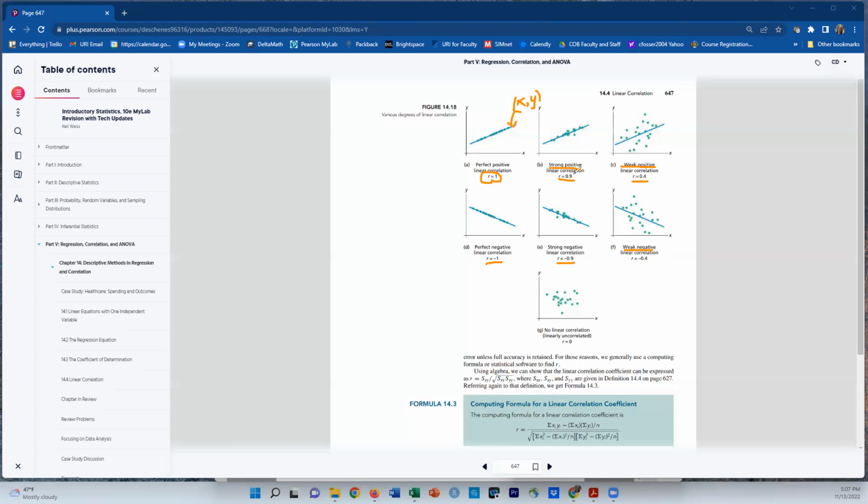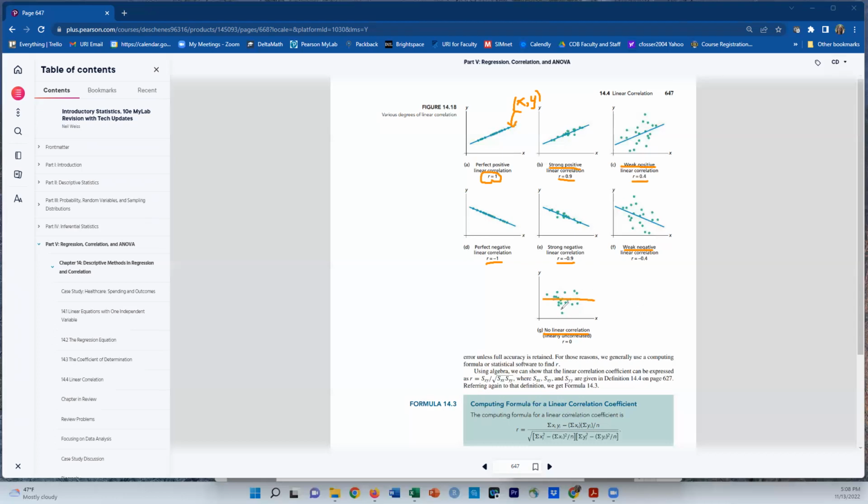And these are not the only numbers R can take on. They can take on any number between +1 and -1. In between, we have this case where there's no linear correlation. This means they're linearly uncorrelated. So you see a cloud of points. In some sense, you could draw a horizontal line and say that the slope is 0.